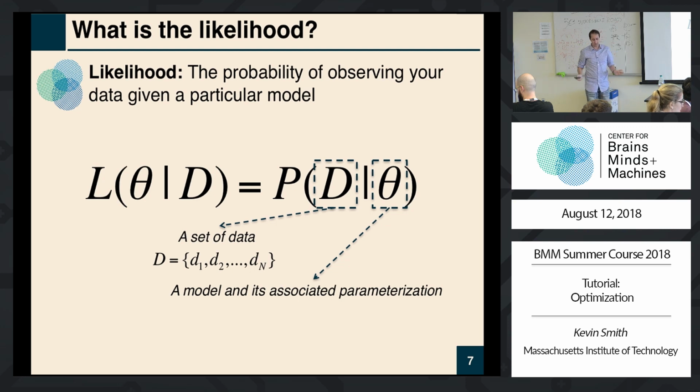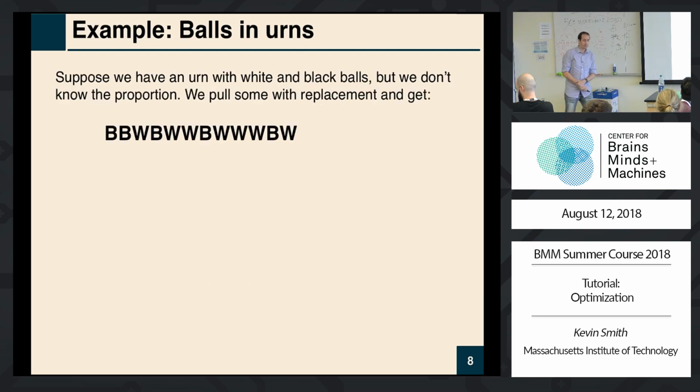So this is very abstract, I realize. So let's make this a little bit more concrete. Imagine you have this urn. It's got black balls in it. It's got white balls in it. You pull them out with replacement, and you get this sequence of balls that includes 5 black and 7 white.